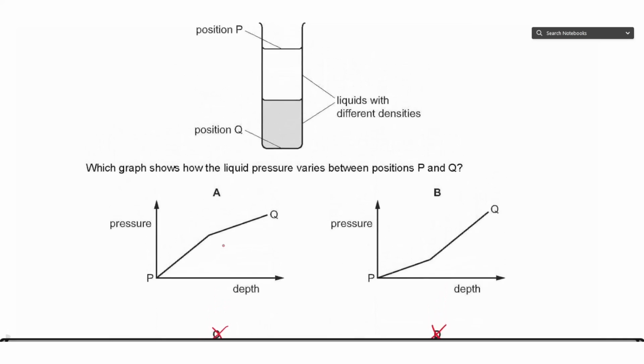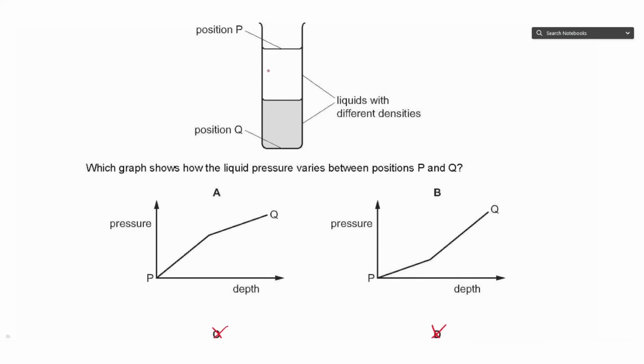Now for the greater density, the pressure increase would be greater. For the lower density, the pressure increase would be less. And P has the lower density because it is floating on top. So from P we have a small change in pressure, and to Q we have a great change in pressure since Q has the greater density at the bottom. So the answer here is B.